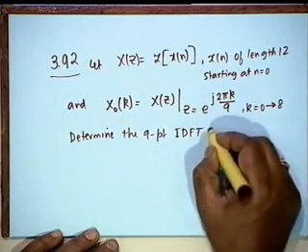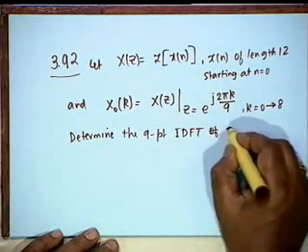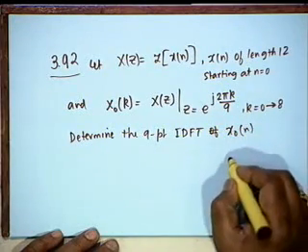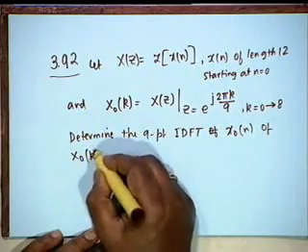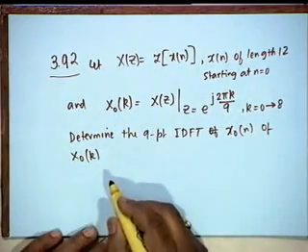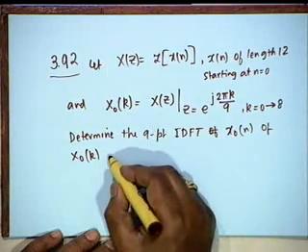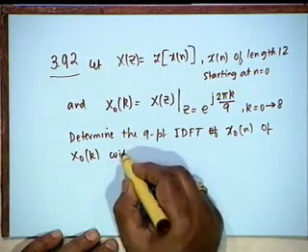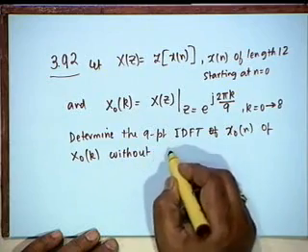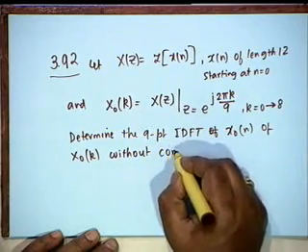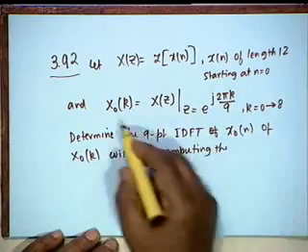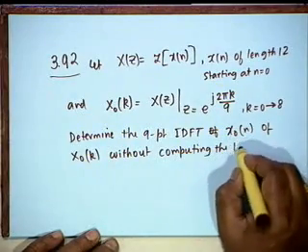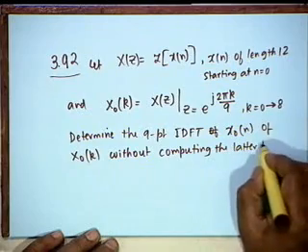IDFT x0(n) of X0(k), that is, invert this DFT. The problem is to do this without computing the latter function. You must not compute X0(k), the latter function.